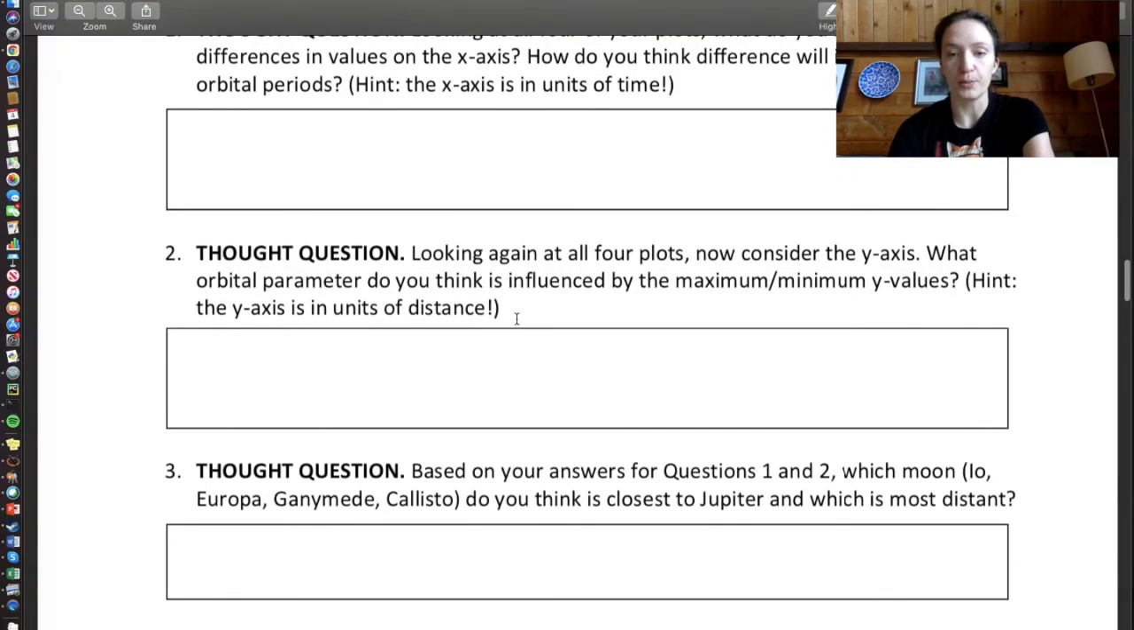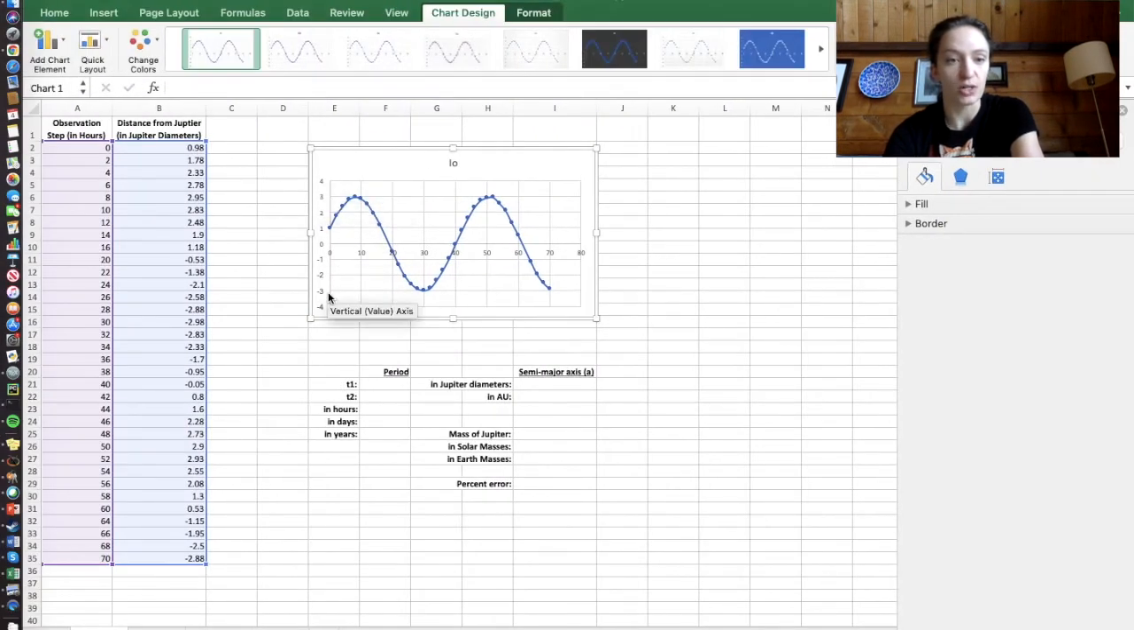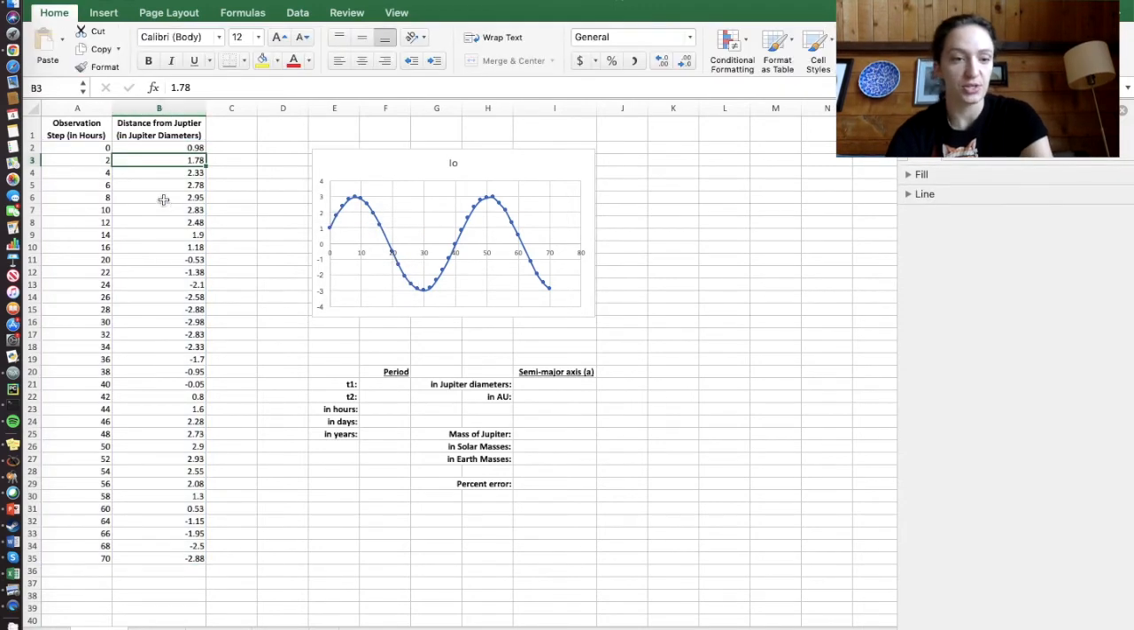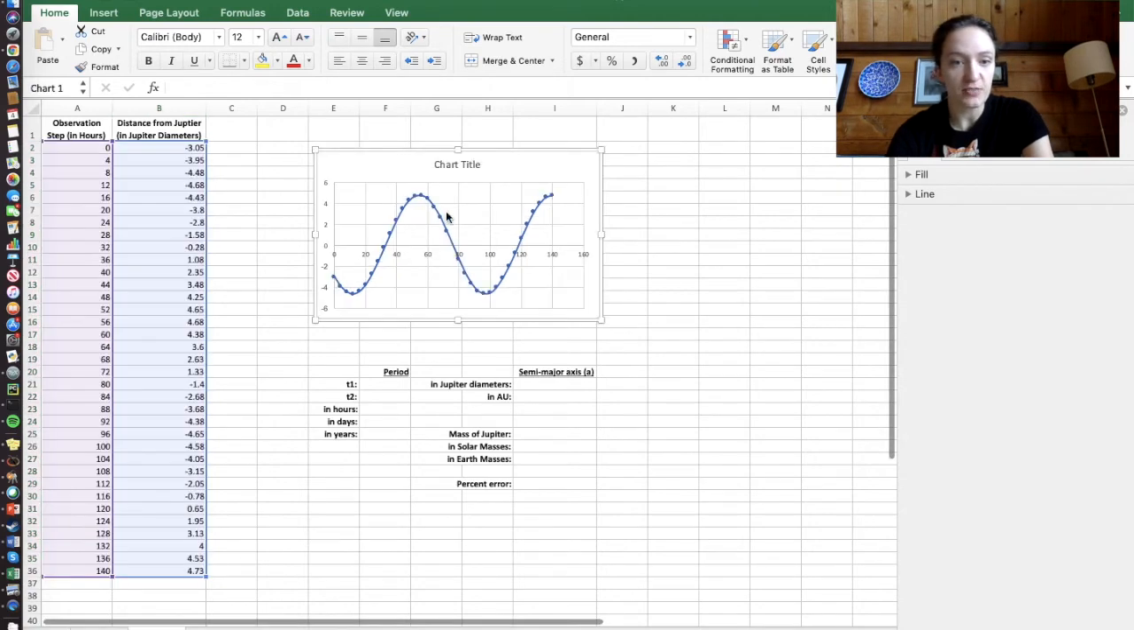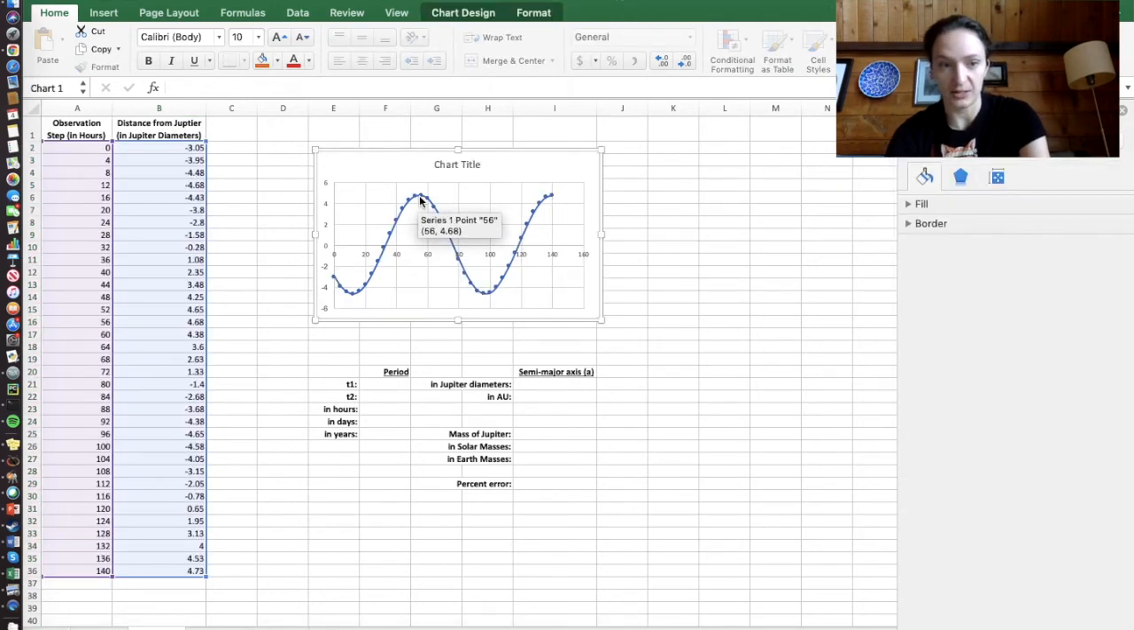Looking again at all 4 plots, now consider the y-axis. What orbital parameter do you think is influenced by the maximum and minimum y values? Now, the y-axis is your distance from Jupiter in Jupiter diameters, so it's a measurement of distance. Io gets up to a distance of about 3, it looks like, and Europa gets up to a distance of about 5, it looks like.